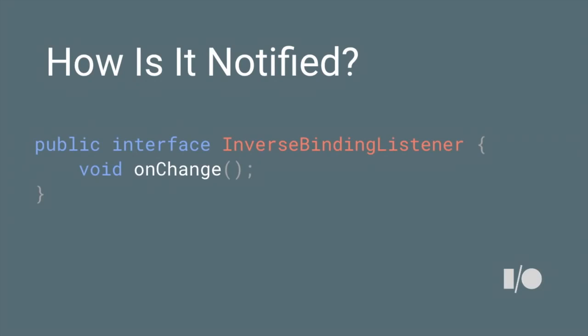Now, you may be wondering, how does this notification happen, right? What's going on underneath the hood? This is kind of important if you're going to write your own data bound fields. So the first thing we have to know is what kind of listener should we add. We don't want to use TextWatcher, right? Because that's only useful for TextViews or EditText.